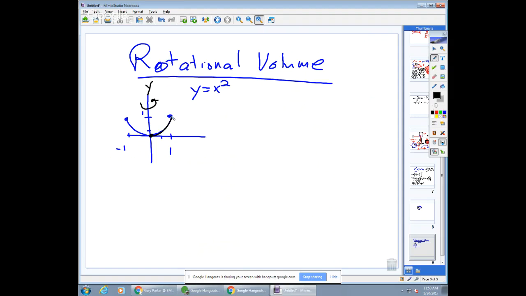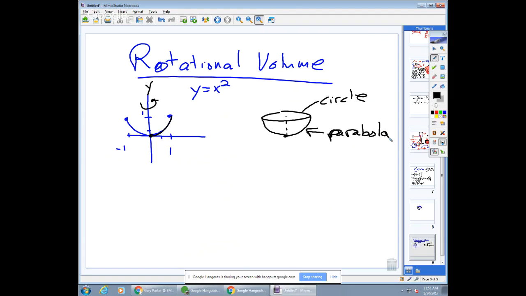Okay. So when I do that rotation, I'm going to end up with a circular top. Straight down below, there's going to be a bottom. And what is the shape of the edge of this dish? It's a parabola. Okay. So the top is a circle, but the edge is a parabola.